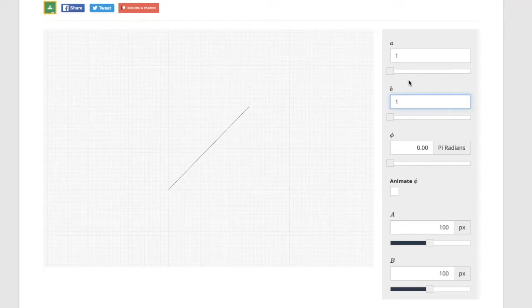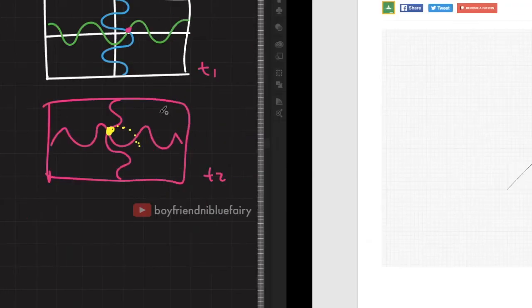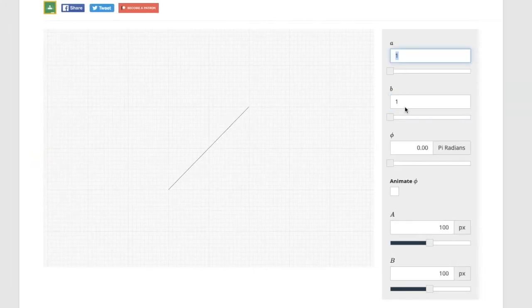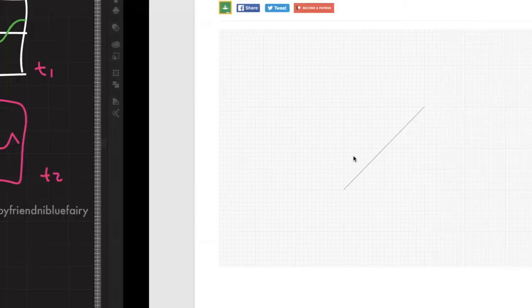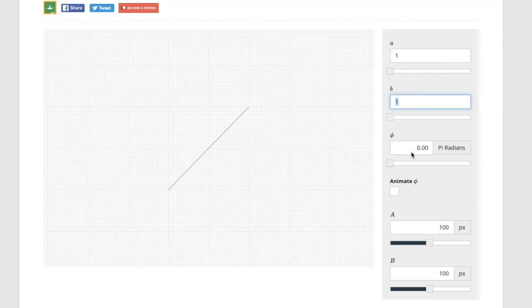So for example, the frequency a is equal to 1 Hertz and the frequency b is equal to 1 Hertz. So in other words, the two signals V sub 1 and V sub 2 have equal frequencies, and notice that their intersection with respect to time, when you let the oscilloscope run, will look like a diagonal line. But once we vary the phi or the phase angle, let's try to vary the phase angle.